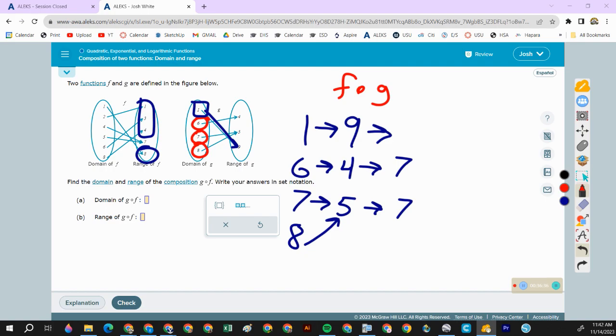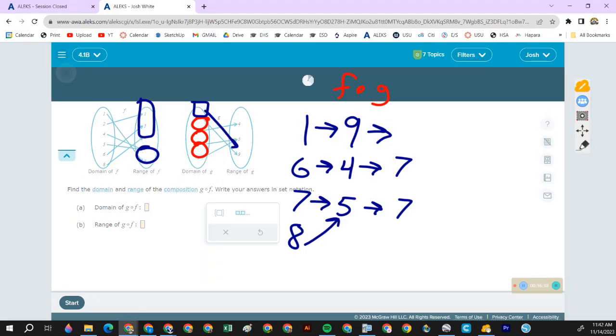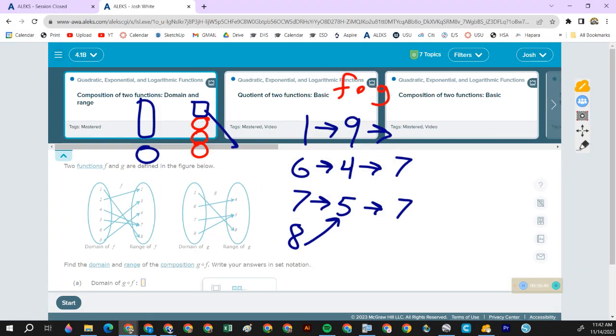All right. Was that the last problem? Yep. Okay. Get to work.